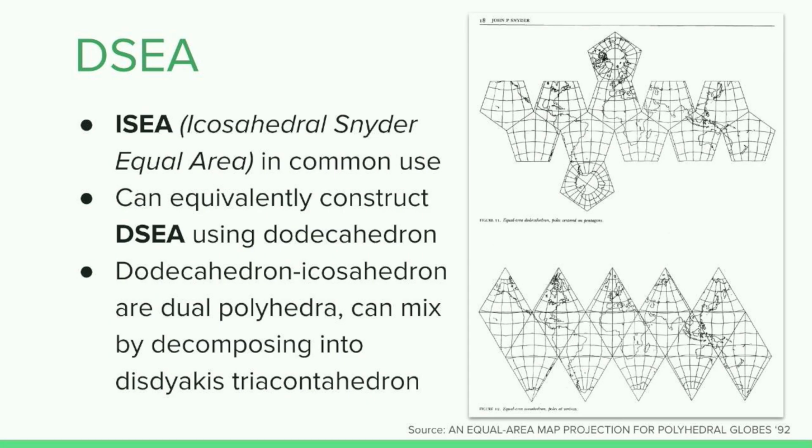The name of this projection, it doesn't actually have a name, or not a well-agreed name. There is a nice paper from the 90s about projecting on these polyhedral globes. A common projection is one called ICEA, which stands for icosahedral Snyder equal area, and this uses the icosahedron. But because in A5 I'm using the dodecahedron, I think the most natural way to refer to it is DCEA. But these two projections are actually quite simple, but this would probably be a topic for another talk. Maybe me and Jerome will do that someday in the future.